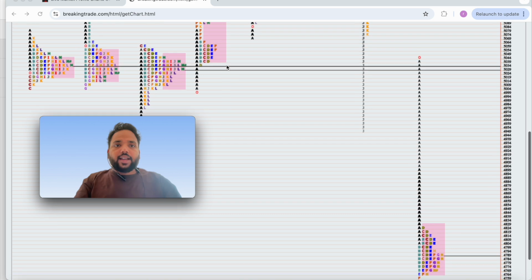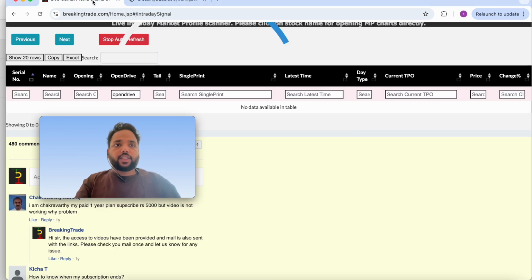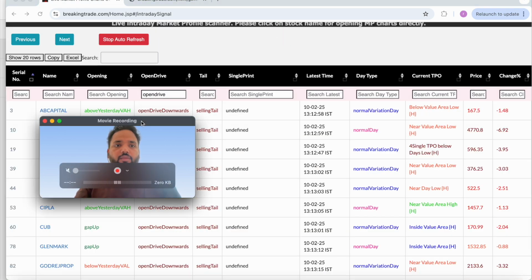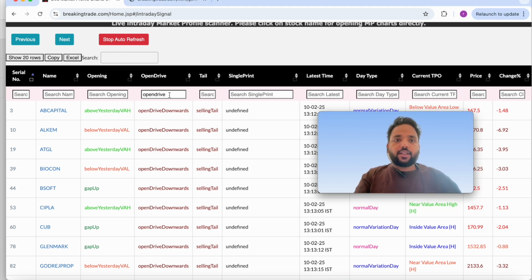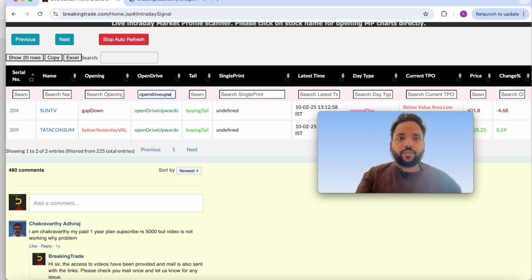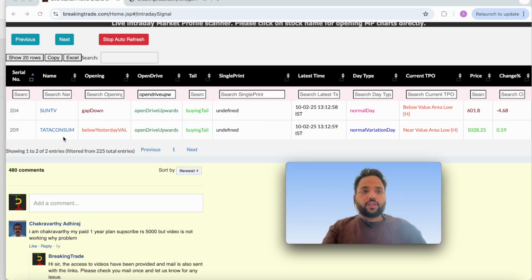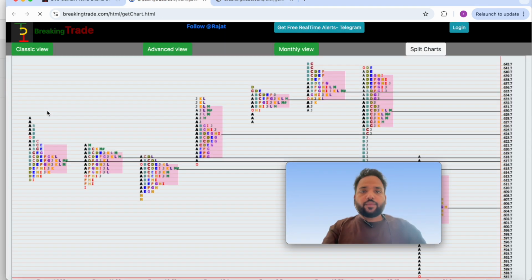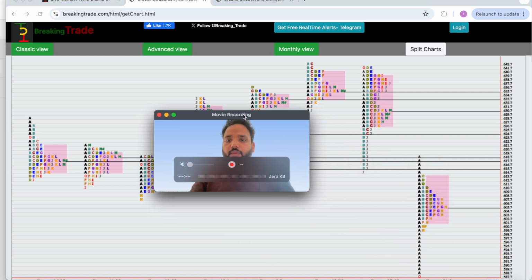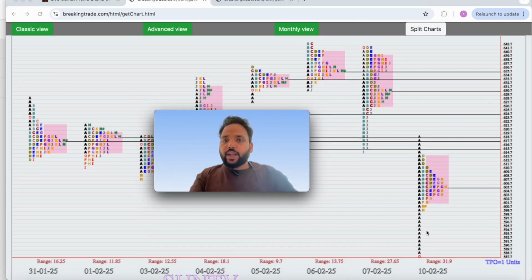Now let's take the example of upward, just to show you the example. So I'll just type here upward. Let's see the example of Sun TV. You can see Sun TV again, it opened outside the yesterday value area low, even outside the low of yesterday. And in the A direction, it started to move upwards.